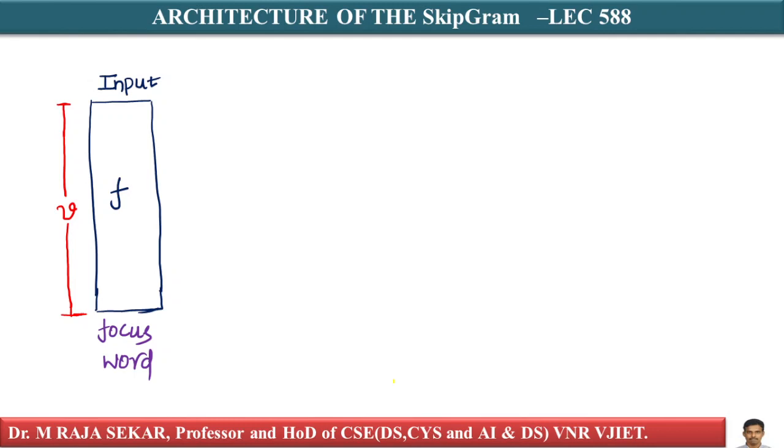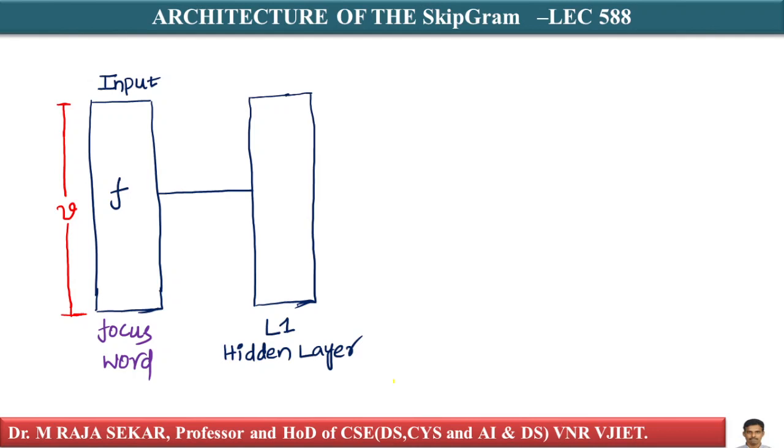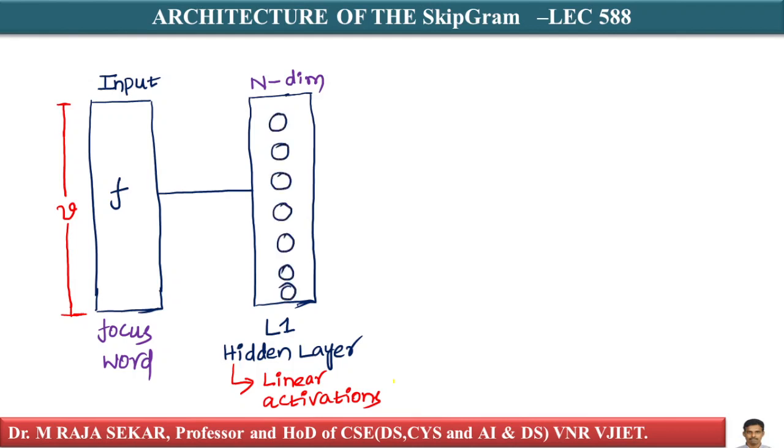Now what do I have to do? Once I take the focus word as an input, I will connect this to my hidden layer. Let me say my L1. L1 is the hidden layer. My hidden layer again has linear activation units. Its size is n dimensional, which means n neurons here. How many neurons do we have in this hidden layer? I have n neurons. This is fully connected.